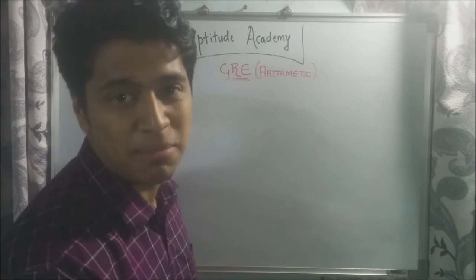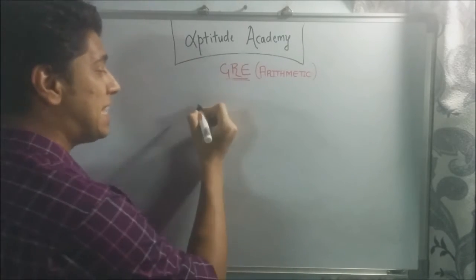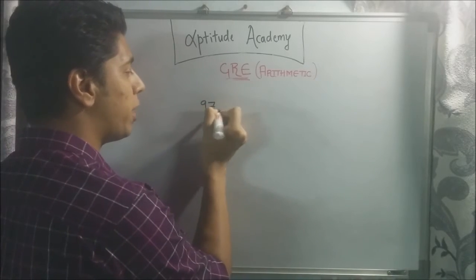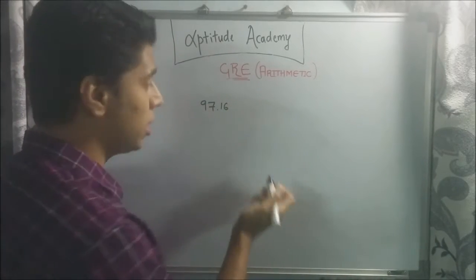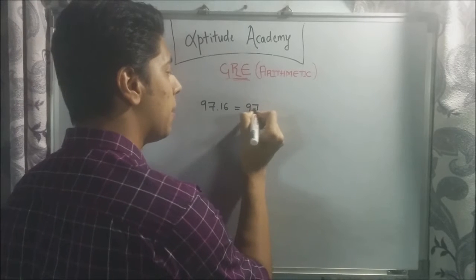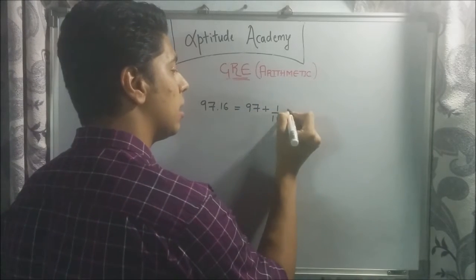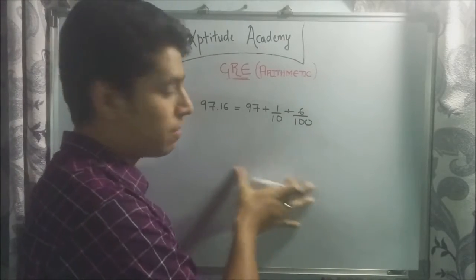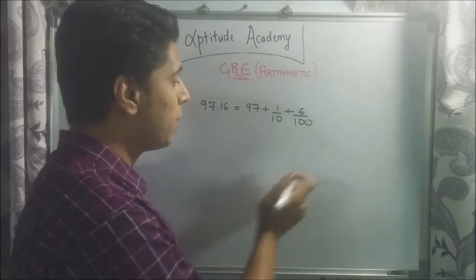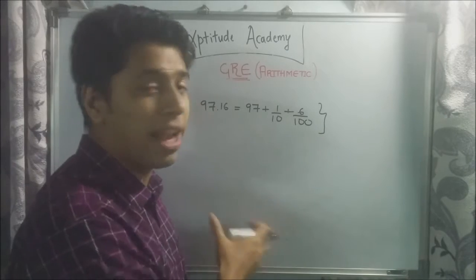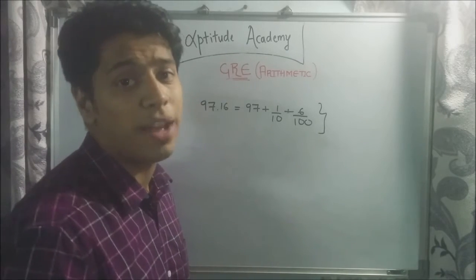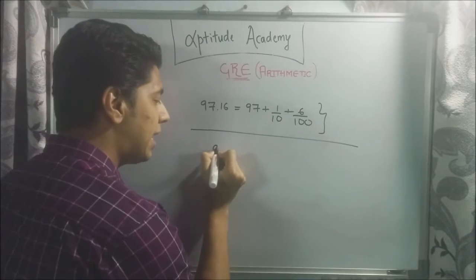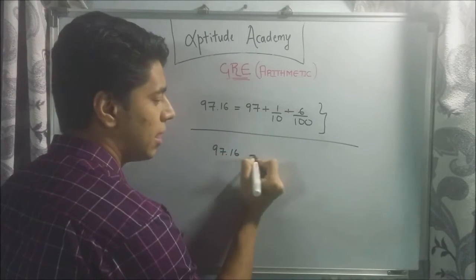The reason the decimal number system was so popular was that it was easy to convert from decimals to fractions. If you wanted 97.16 converted into a fraction, it would be 97 plus 1 by 10 plus 6 by 100. Then you find an LCM, substitute, and complete the whole thing. I don't usually do this and I advise you not to, because on the GRE you're not going to have a lot of time. So what I suggest is just do this. I take 97.16 and write it down.